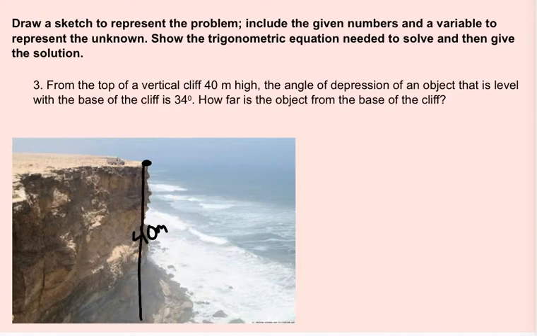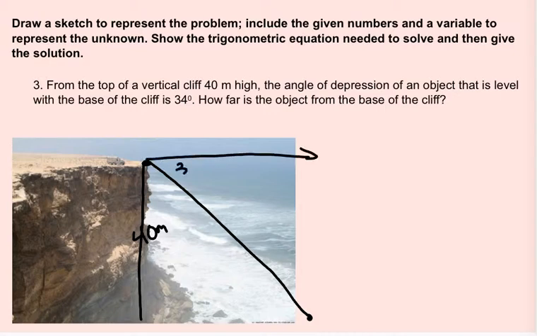40 meters high. The angle of depression of an object that is level with the base of the cliff is 34 degrees. So looking down here, this is 34 degrees. This is not 34 degrees. All right, this one is 34 degrees. That's your angle of depression.